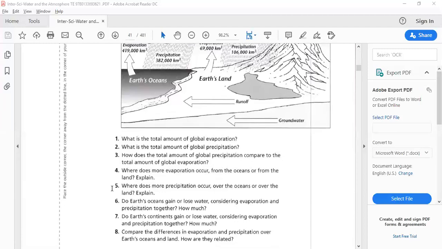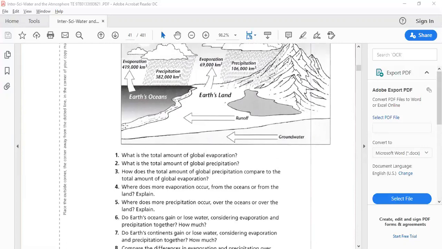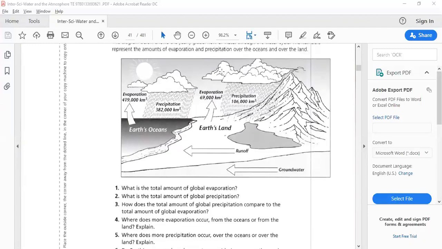And number five, where does more precipitation occur, over the ocean or over the land? Explain. Most of the precipitation occurs over the land, when the clouds collide with the mountains, or when it becomes cooler, and then we get precipitation.